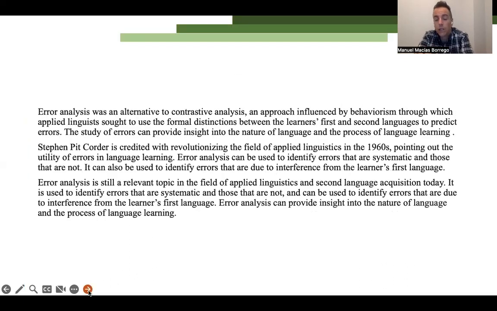Error analysis continues to be an effective alternative to contrastive analysis, and it is still a relevant topic in applied linguistics and second language acquisition today. It is used to identify errors that are systematic and errors that are not so systematic in language learning, and errors that are due to interference with learners' first language, that is, negative transfer. Error analysis can provide insight into the nature of language and the process of language learning, and that is, from my point of view, the ultimate reason to include error analysis perspectives in our lesson plans.